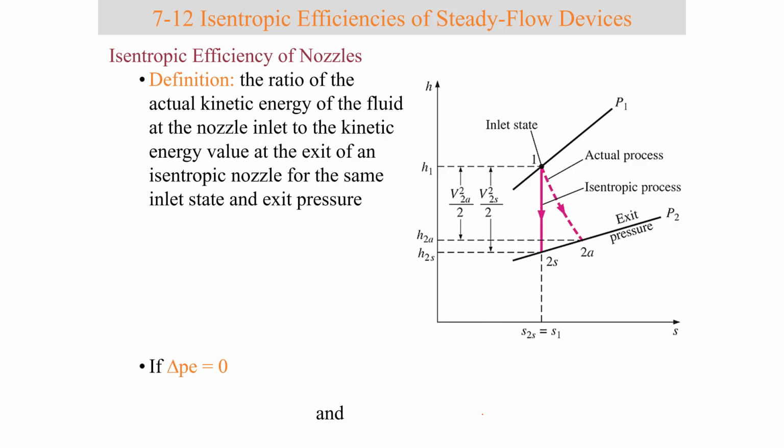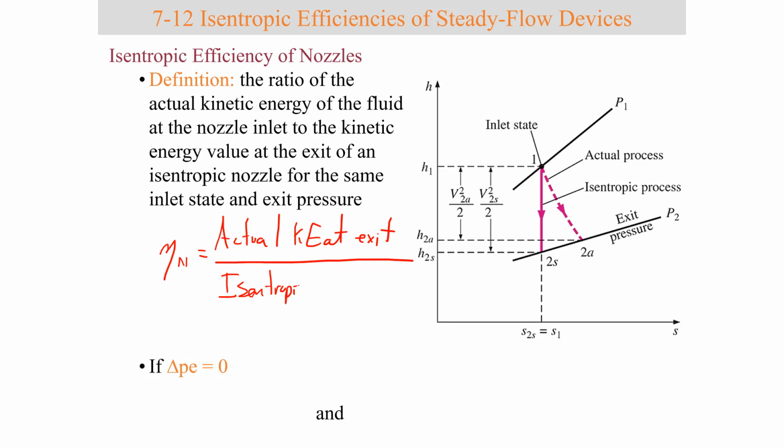The last device we'll talk about is the isentropic efficiency of nozzles. The definition of the isentropic efficiency of a nozzle is the ratio of the actual kinetic energy of the fluid at the nozzle exit to the kinetic energy value at the exit of an isentropic nozzle for the same inlet state and exit pressure. So basically, the efficiency of a nozzle would be the actual KE at exit divided by the isentropic KE at the exit.